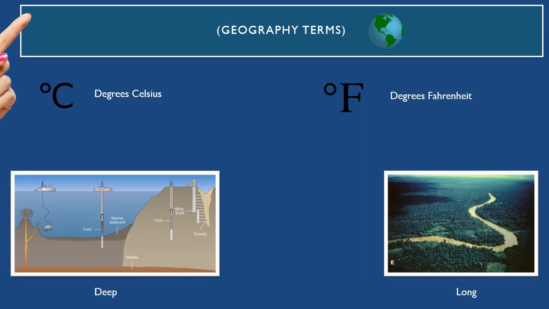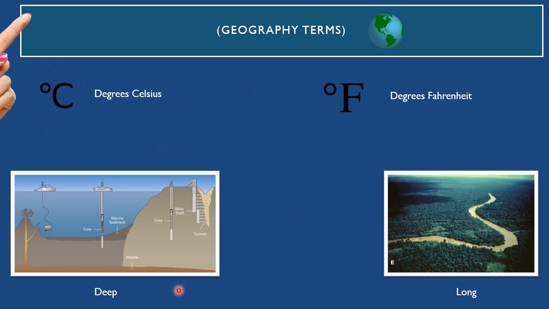Geography terms. These are some words that you should know before we talk about questions with how. We have this symbol that represents degrees Celsius. Degrees Celsius. This is used for the temperature. Also, we have this symbol. This one also is used for the temperature. This one represents degrees Fahrenheit. Degrees Fahrenheit. Some countries use Fahrenheit and some countries use Celsius to measure the temperature.